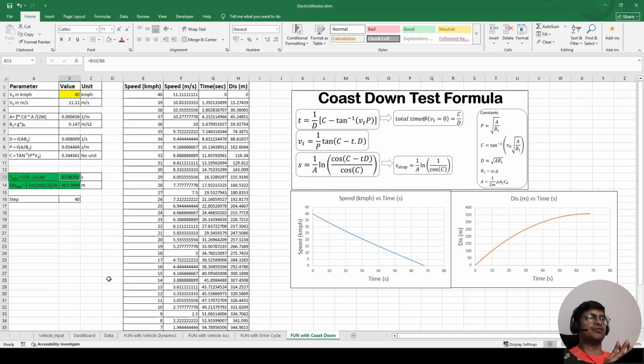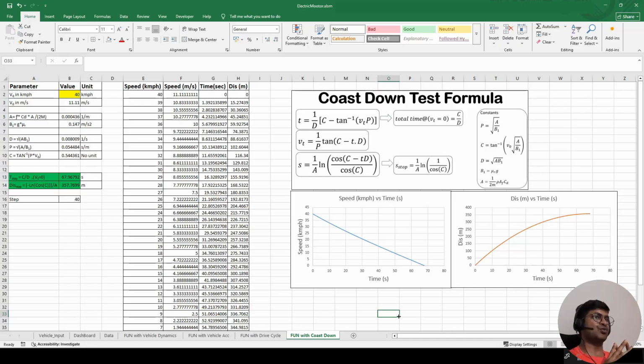The next thing that remains is the graph. So here, just for visual purposes, I drew the graph between speed versus time and distance versus time. So finally we are done with all the discussion.